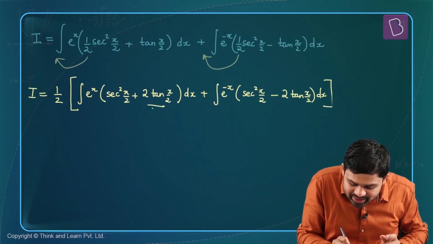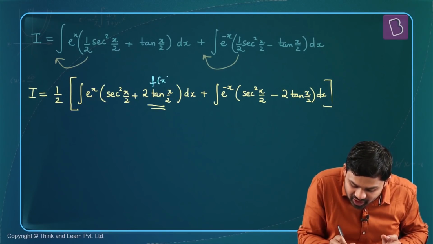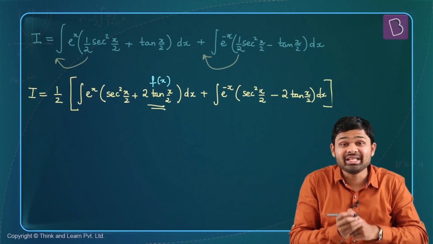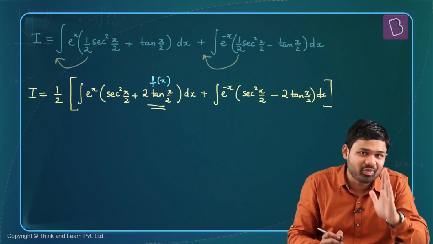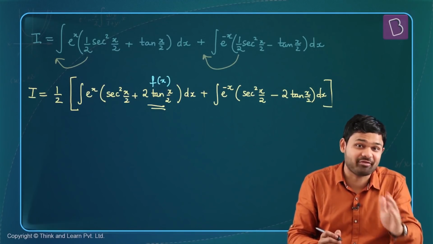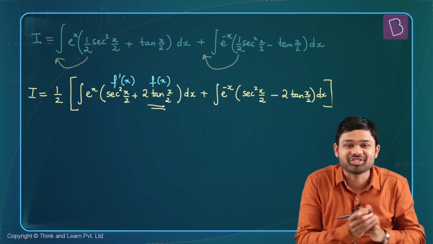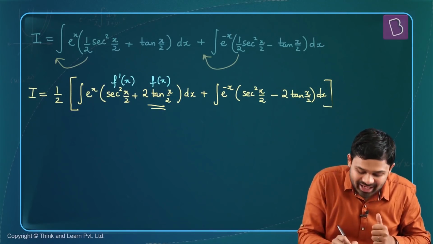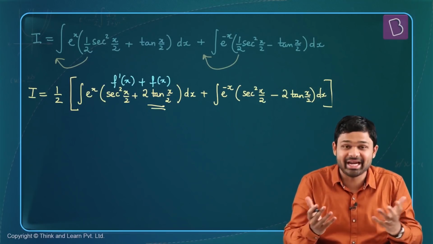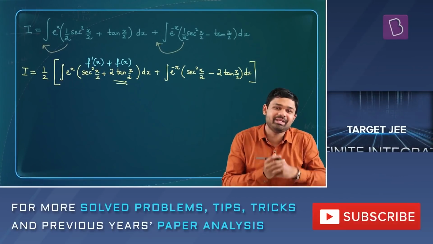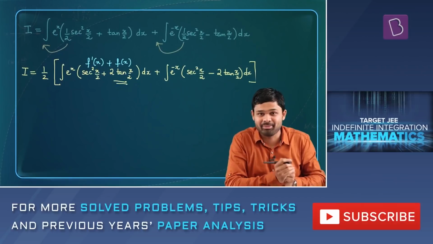Now if I consider this as my first function, f of x, if 2 tan x by 2 is my f of x, then what is f dash of x? Well, f dash of x is 2 times secant square x by 2 into half. So the 2 and a half cancel, and this is nothing but f dash of x. So I have e power x multiplying f of x plus f dash of x, and I know how to integrate that. So the integral of that will be nothing but e power x times the function itself, which is 2 tan x by 2.